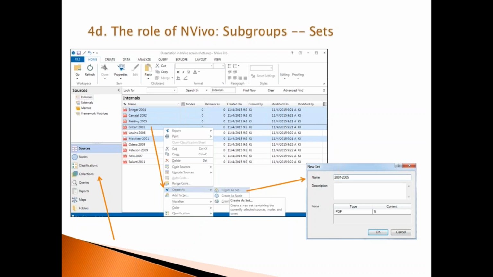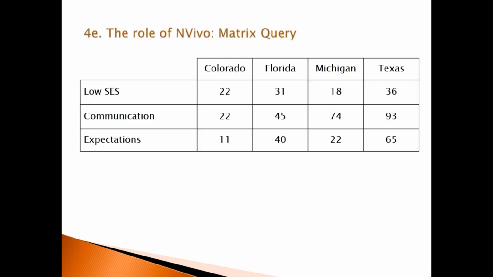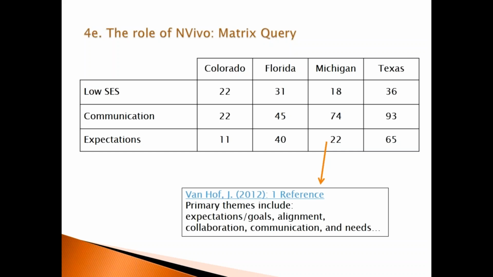Now, as a result of being able to do that, putting things in these groups, you can run a matrix. So now I'm getting to my next tool. So here's a table, and let's say I was looking at policy documents, and I want to look at policy documents based on the state that they emerge from. So in the top I have the sets. So let's say I have a set for Colorado, Florida, Michigan, and Texas. And on the left-hand side I have those nodes that I coded to, low SES communication expectations, and it's telling me how many passages I have from those different articles about those different concepts. Any cell that has a number can be double-clicked on, and it takes you right to the data.